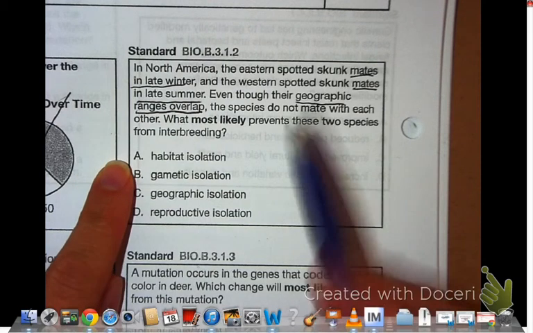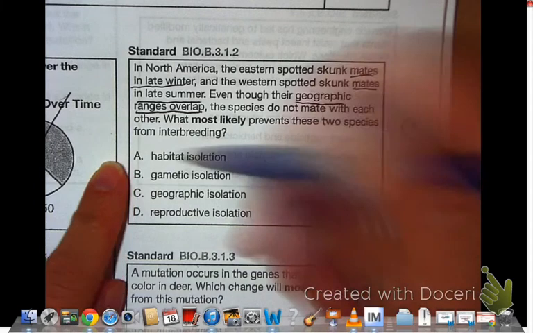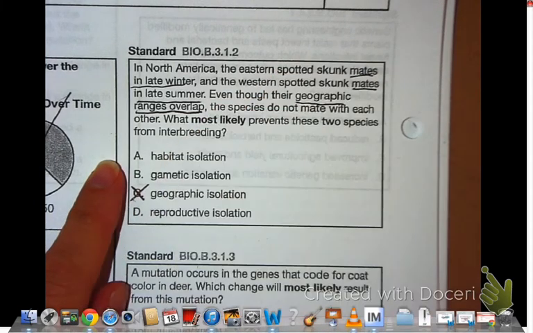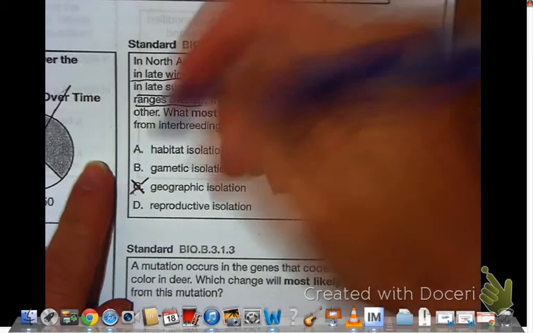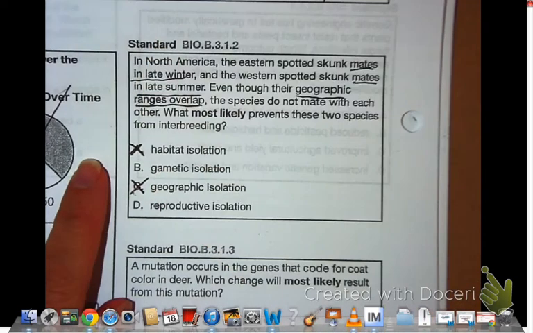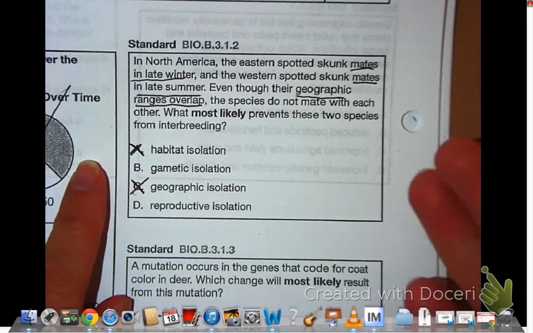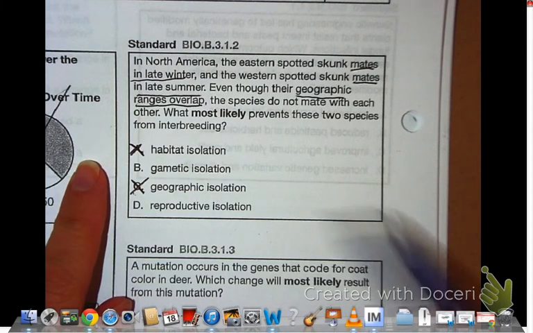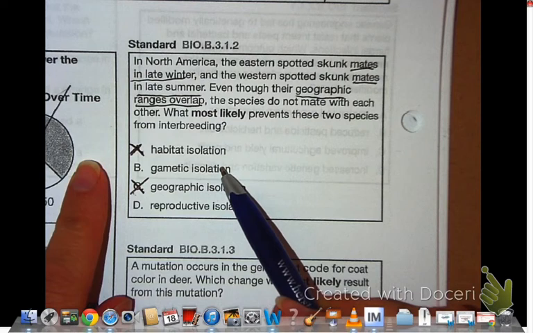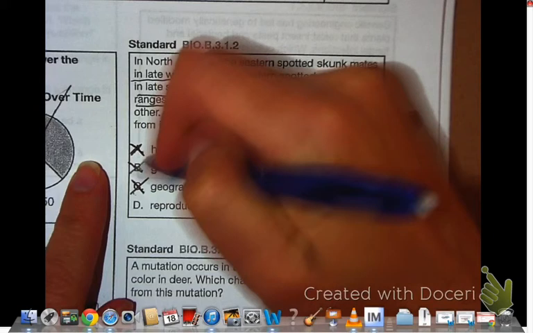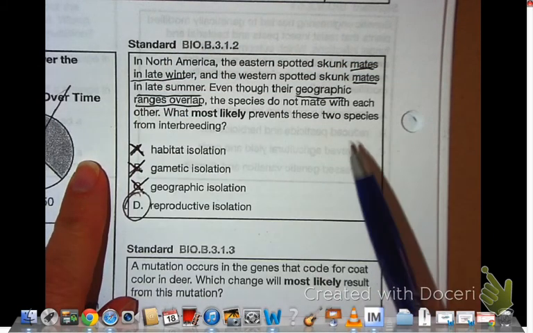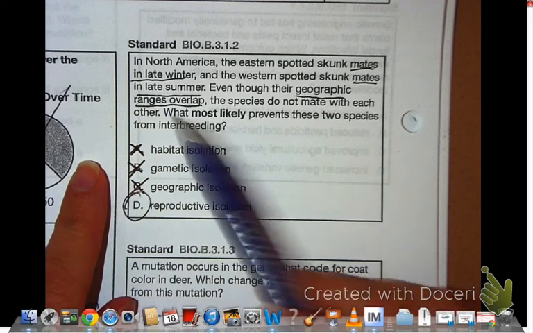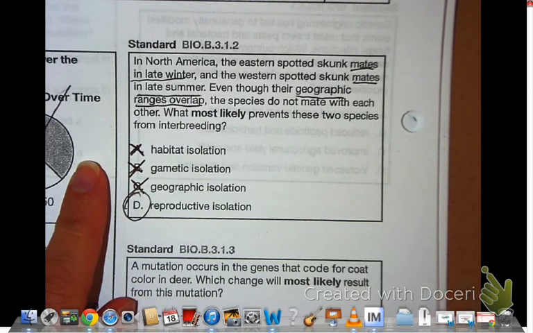Well, they have the same geographic range, so we know it's not geographic isolation. We don't know anything about their habitat, so we want to cross that out because that's not a viable option for this. We also don't talk about gametic isolation, that is, we don't talk about how many chromosomes are in each of their sex cells or their gametes, so we'll cross that out. And our answer is D, reproductive isolation, which is true. They reproduce at different times of the year, so they're not going to reproduce with one another.